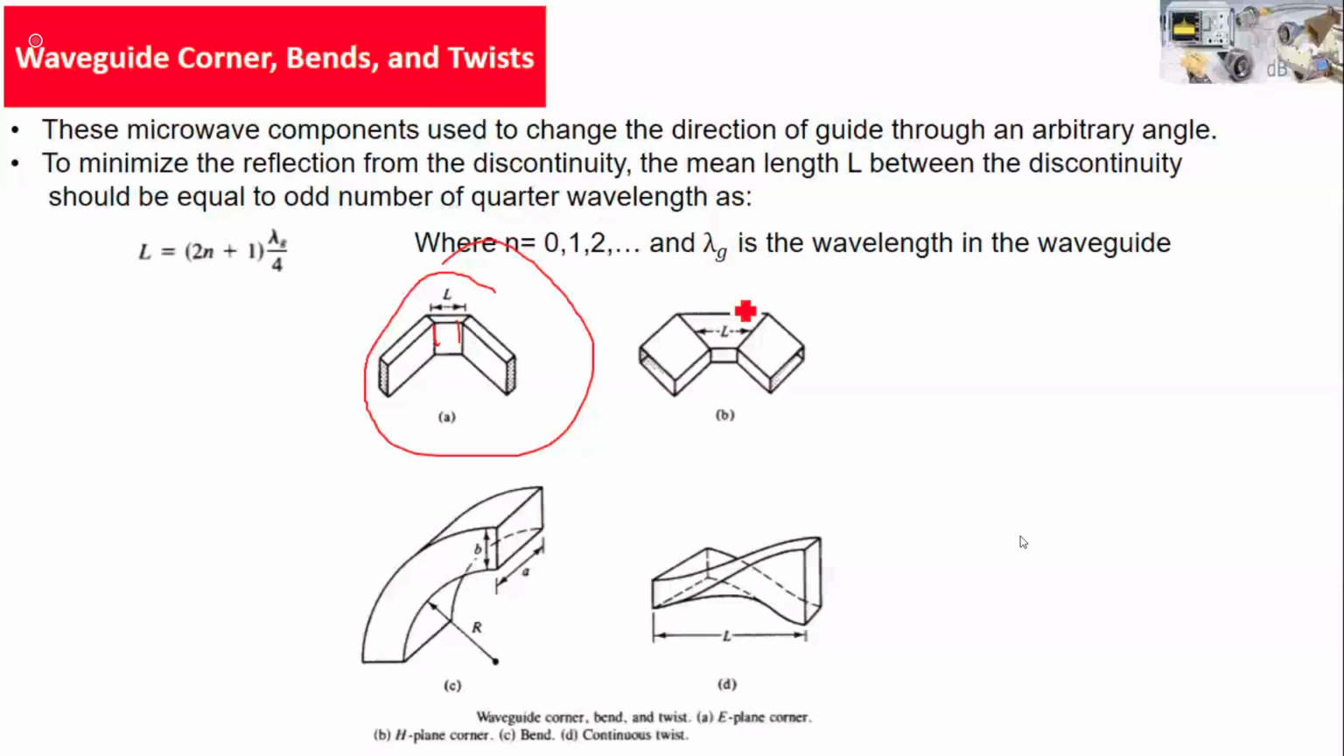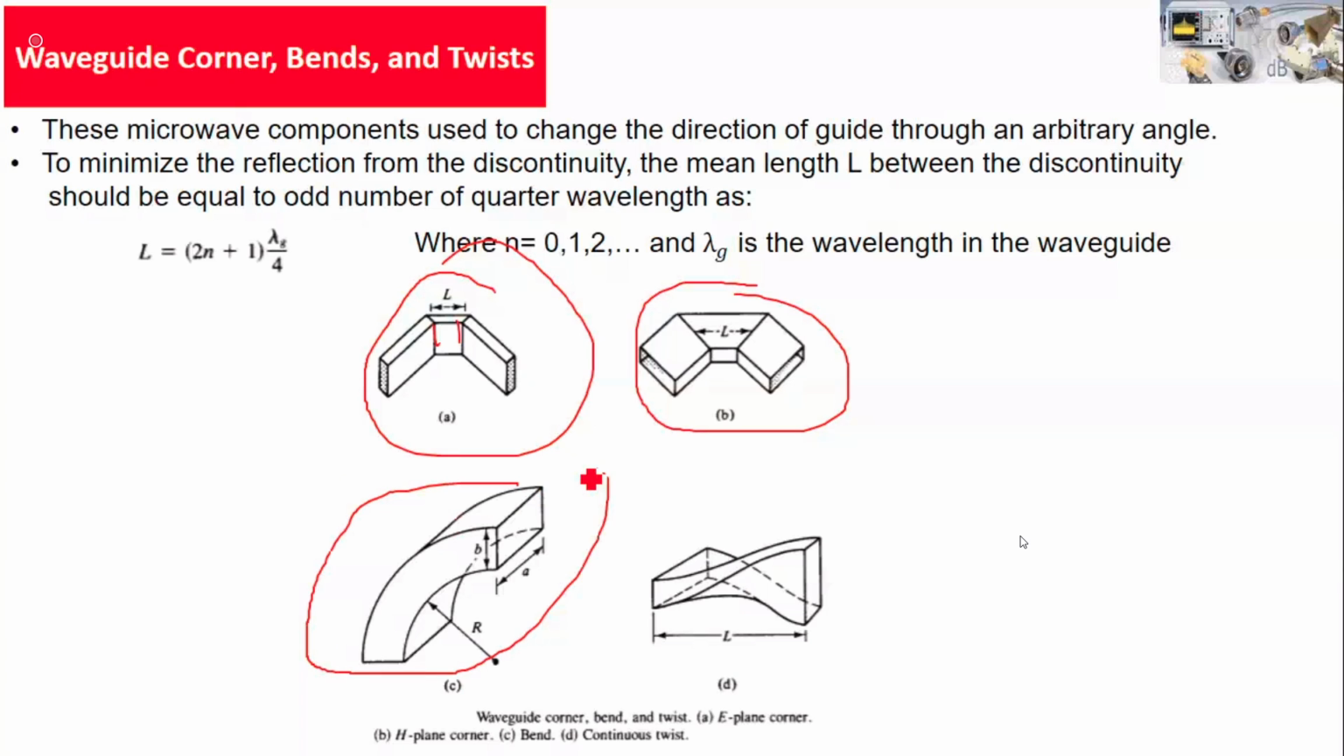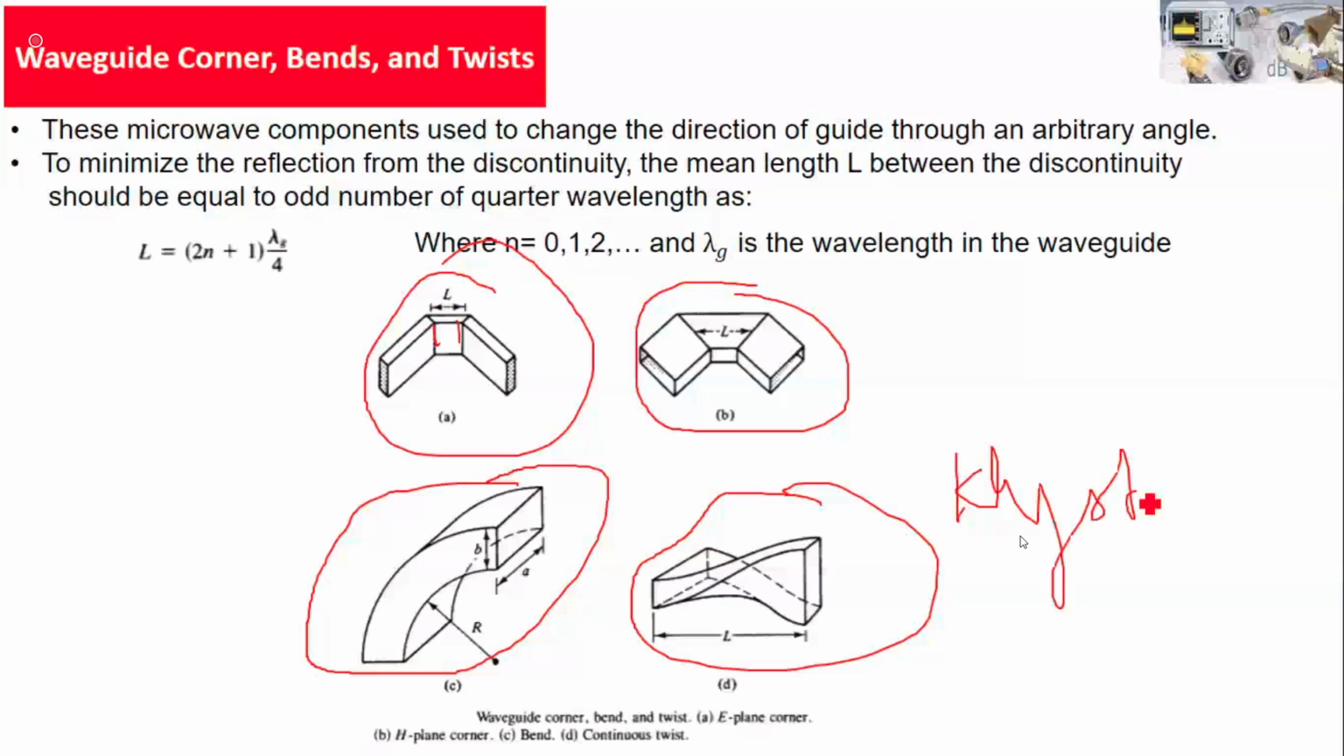So this is bent. This particular one is your corner. This is your bend. Then it is your twist. And this is a continuous twist, which is used to provide a direction to a microwave signal at a particular angle continuously. It is basically used in the microwave klystron, which is there in your syllabus and in your lab also. Once you come here, you will see all these waveguide components physically.